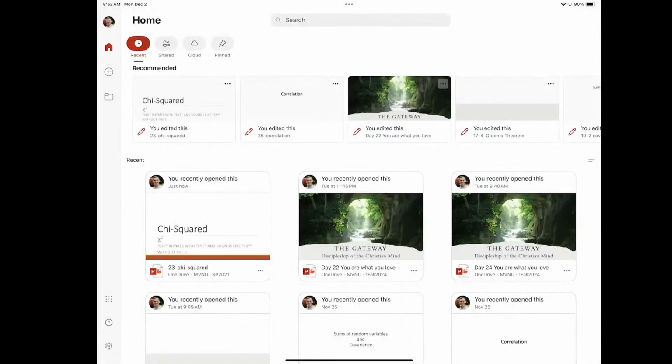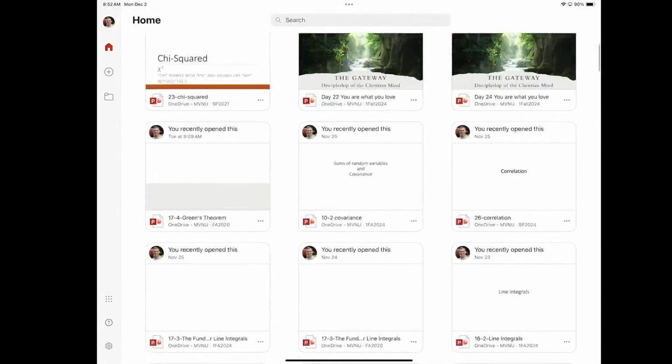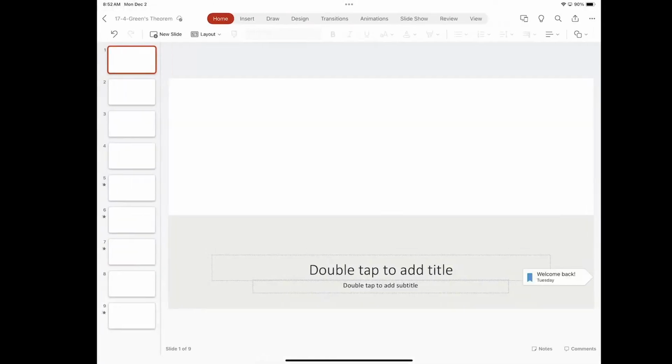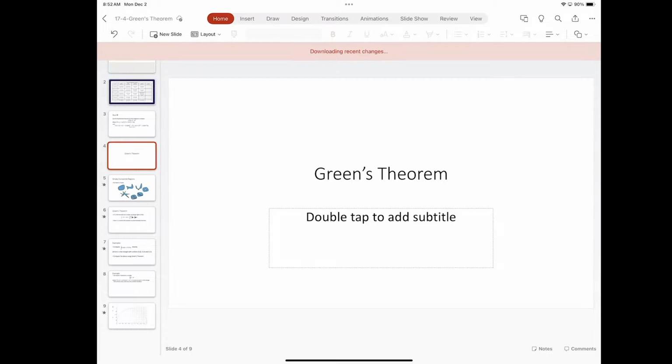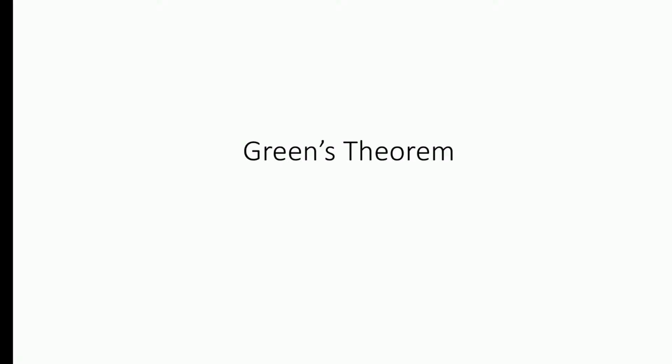Okay. What are we doing in this class? Green's theorem. That's what we're doing. Green's theorem. Okay, now we're back. Unfreeze. Unfreeze.